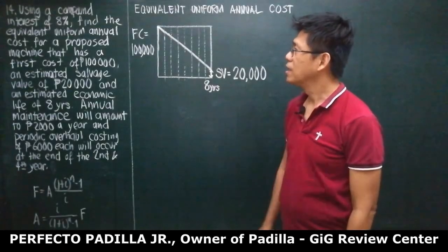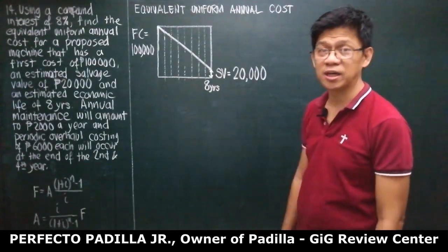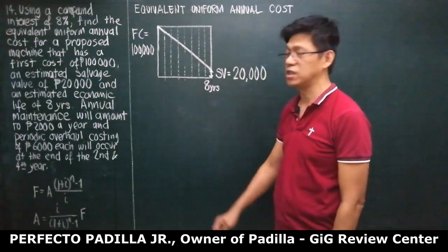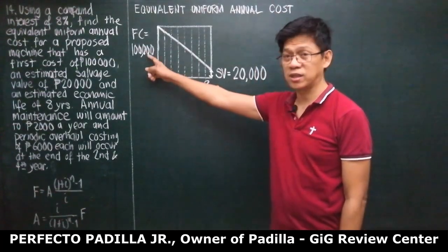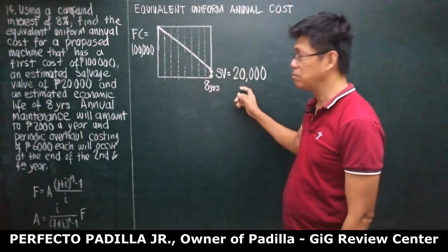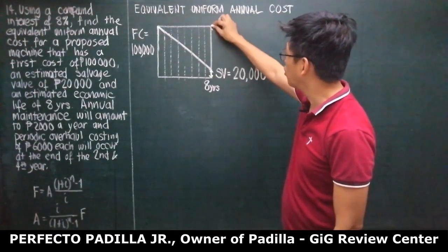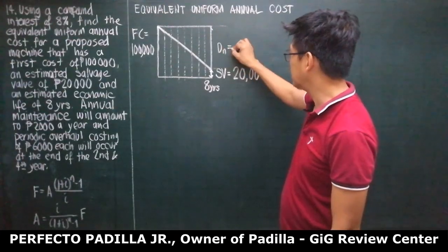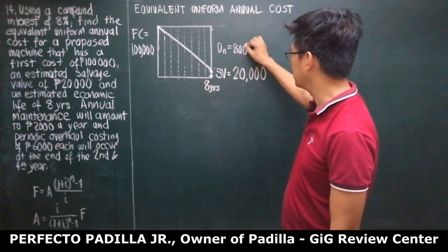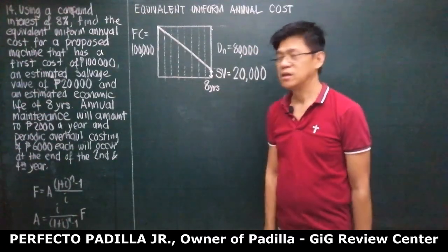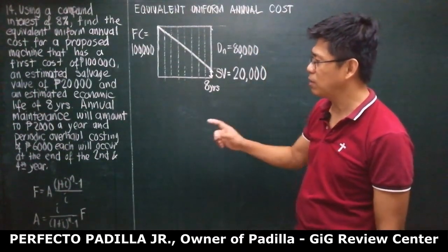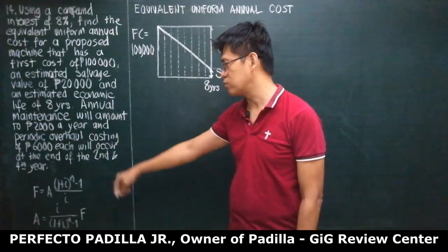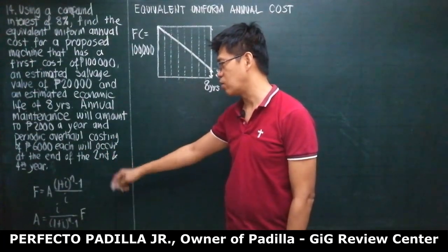Let us have this problem. Using a compound interest of 8%, we're asked to find the equivalent uniform annual cost for a proposed machine that has a first cost of 100,000, salvage value of 20,000, meaning the total depreciation over a period of 8 years is equal to 100 minus 20, this is 80,000. Ang sabi sa atin dito, the annual maintenance will amount to 2,000 a year and periodic overhaul costing of 6,000 each will occur at the end of the second and the fourth year.